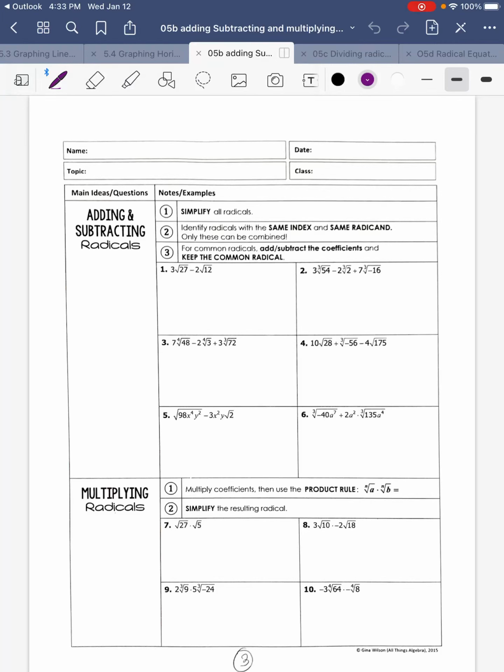All right, so this is notes for 5B and also the classwork answers.